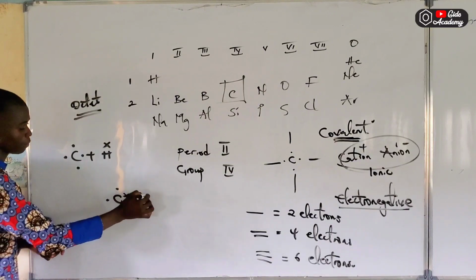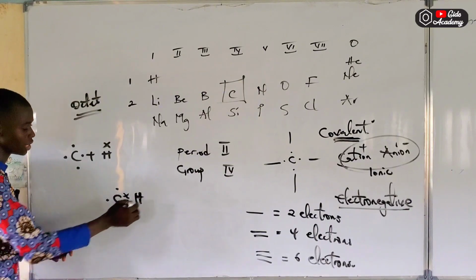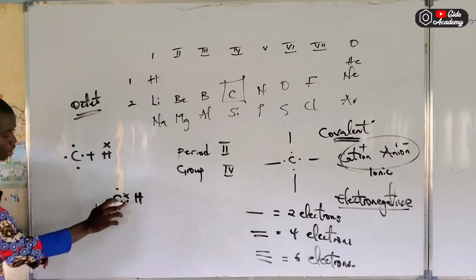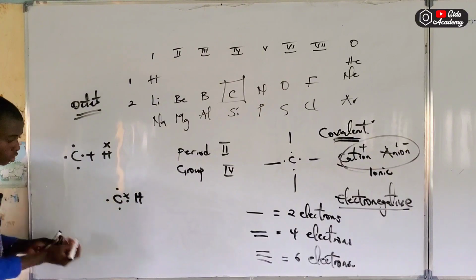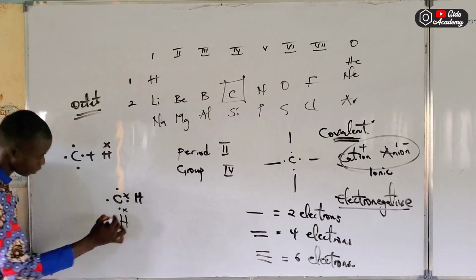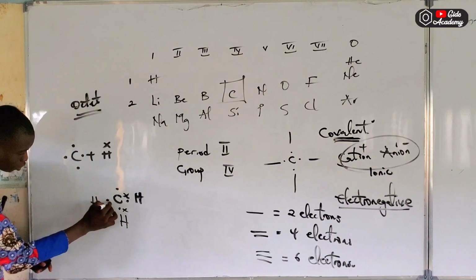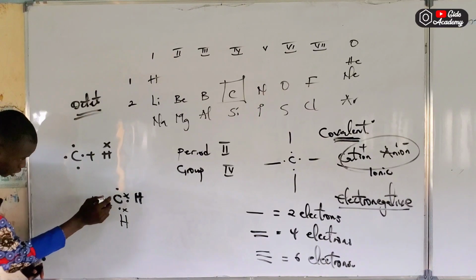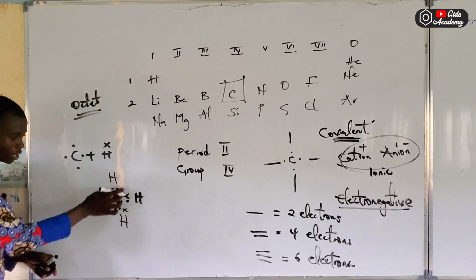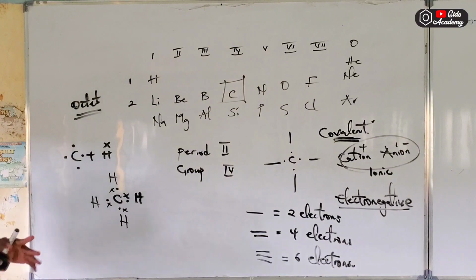We have hydrogen here. Hydrogen has its 2 electrons, but carbon has 1, 2, 3, 4, 5. It's not stable. If another hydrogen should come here, this hydrogen is stable, but carbon is not stable. If another hydrogen should come here, this hydrogen is stable, carbon is not stable. Another one should come here before this carbon can be stable. I don't know if you get what I just said.